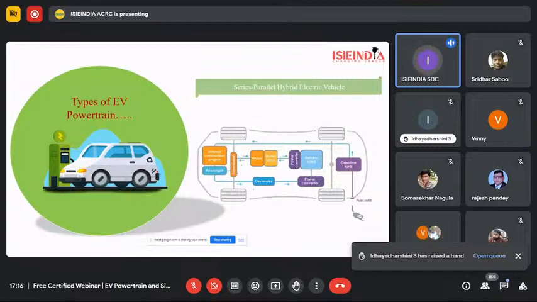Same thing happens here also. The chemical energy is converted into mechanical energy, and this mechanical energy goes towards the input of the generator, and after that the electrical energy goes to the battery bank, which charges the battery pack, and that stored energy in the battery is used to drive the motor. So I think you guys are clear now about the different architectures of the hybrid electric vehicles.